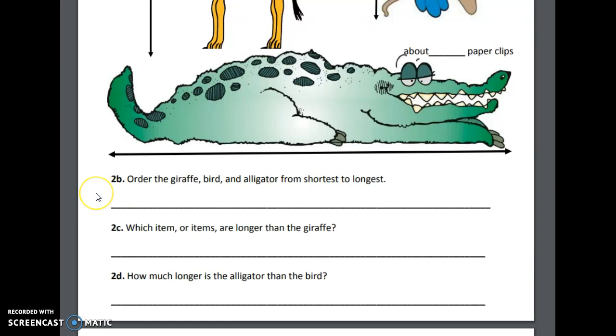Okay, now you're going to answer questions about the animals you just measured. This question says, order the giraffe, bird, and alligator from shortest to longest. So you're going to write the actual words, giraffe, bird, alligator, but you're going to put them in order from the shortest animal to the longest animal based on the measurements that you just did. So write those on the blank. Pause the video so that you'll have time to do so.